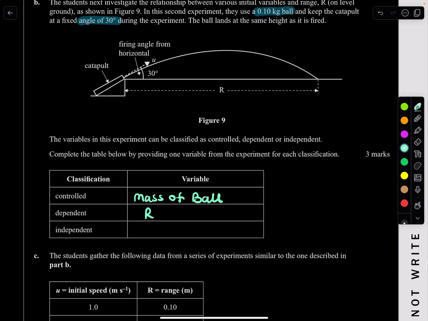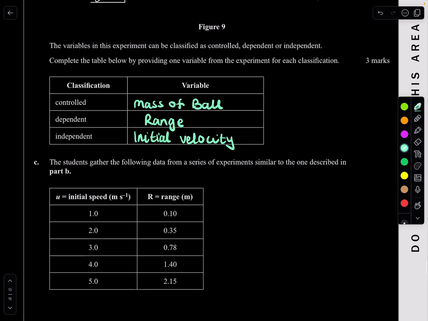So the range. What about your independent variable? Your independent variable is the thing that you change, and that results in that change in your dependent variable, which is the range. So the thing that they're changing in this case is your initial velocity. So we can say initial velocity. Nice and easy.